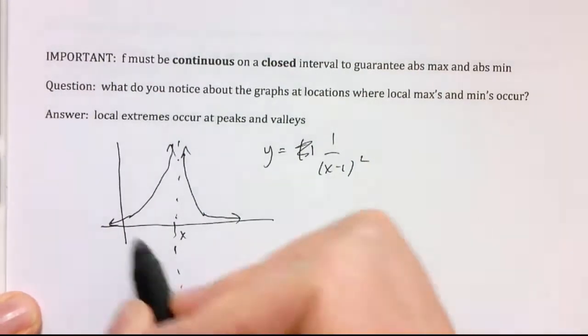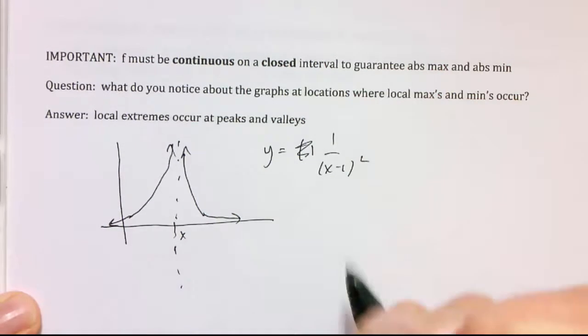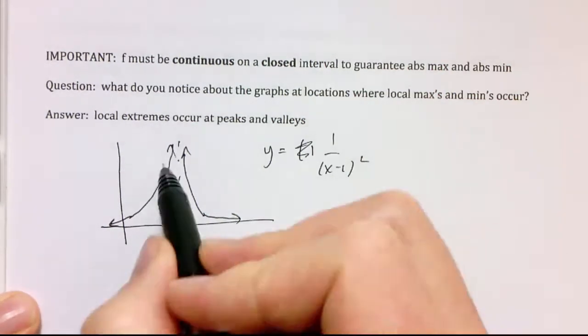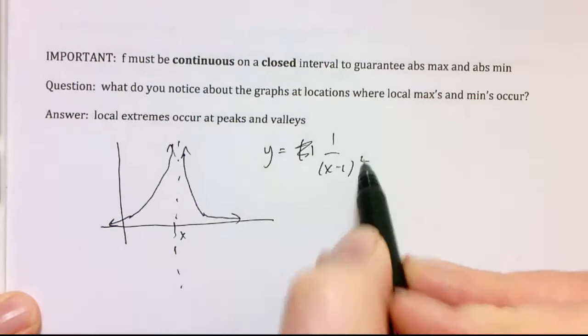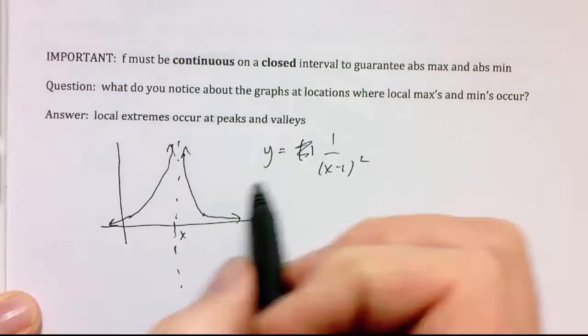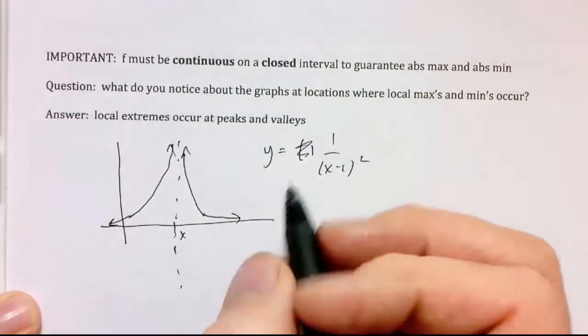Its shape is basically this. It's got a vertical asymptote at x equals 1. On both sides we're going to plus infinity because the denominator here is always positive. So it doesn't have an absolute max. It has no absolute min.